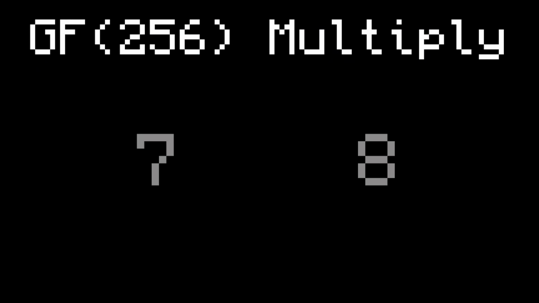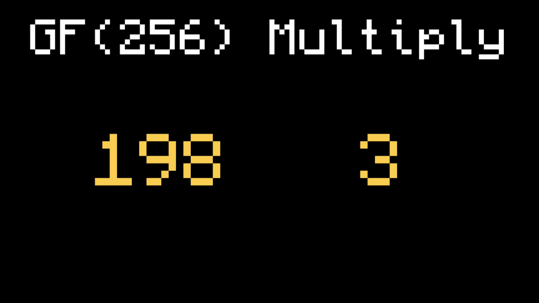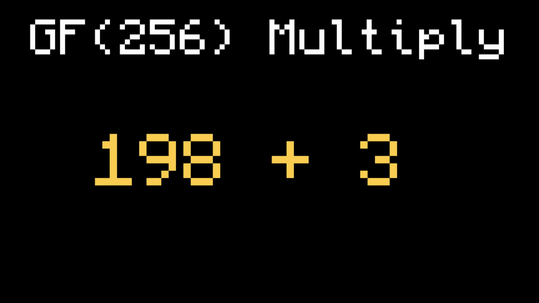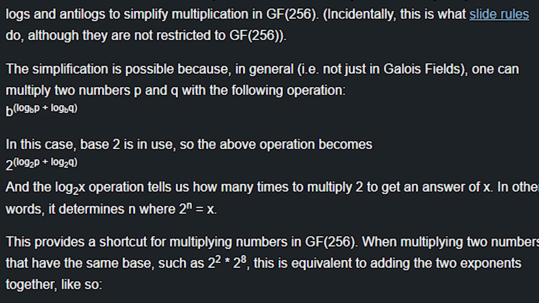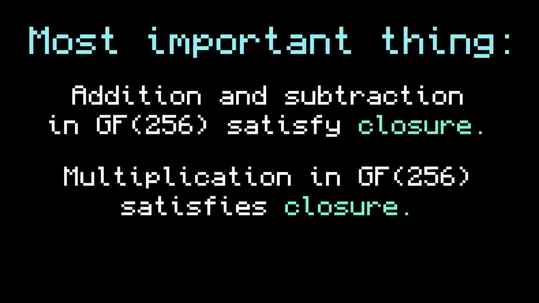To multiply, you basically do 3 things. Convert both numbers to new numbers, which I'll refer to as alpha numbers, using a lookup table. Add the 2 alpha numbers using regular addition, applying mod 255 to the result, and then convert the alpha number back to a normal number using a lookup table again. Obviously, this is a very brief summary, and I recommend reading through this section in the tutorial if you're curious about why it works. Again, the main point is that this also satisfies closure. This version of multiplication will never land outside of 8 bits.